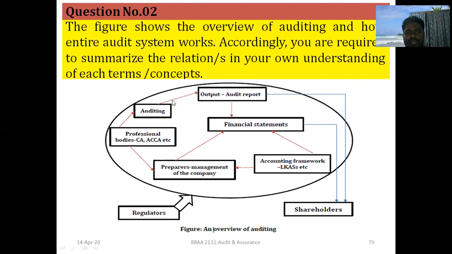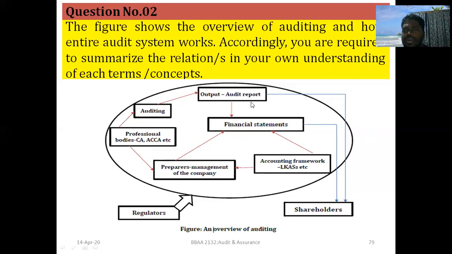So number one arrow, what's the meaning indicated by the number one arrow? The audit report is the output of the auditing or audit process. That's all, the first one. The number two arrow says audit report to financial statement. You can say audit reports are prepared based on the financial statement. That's all fine. The auditor gives an opinion based on the financial statement.